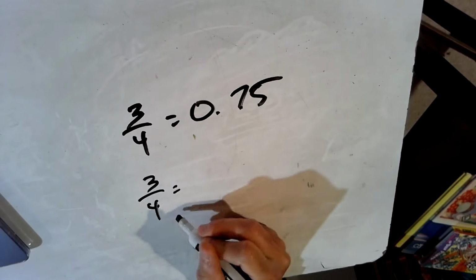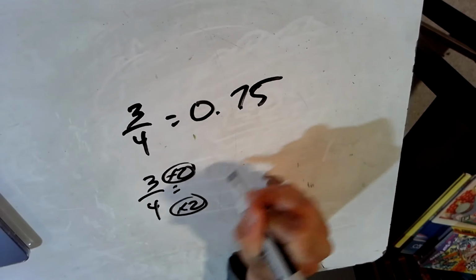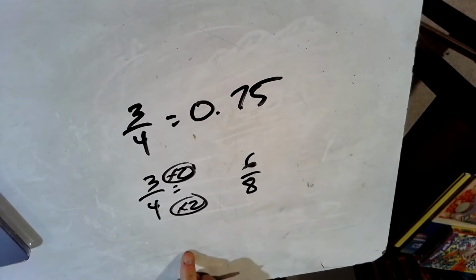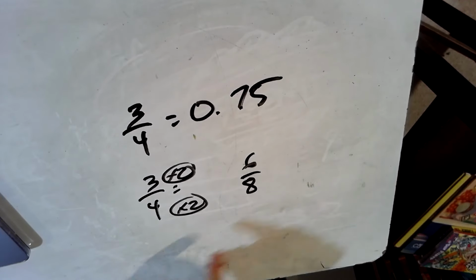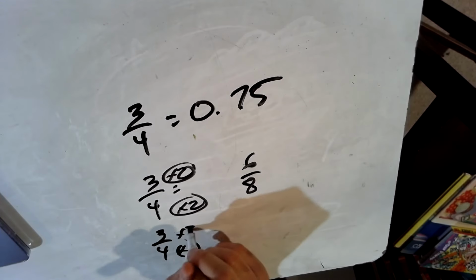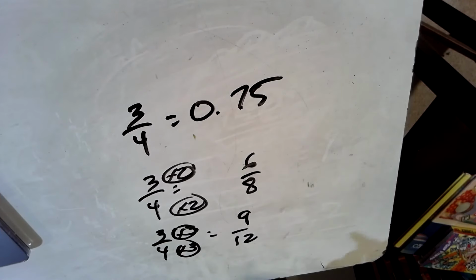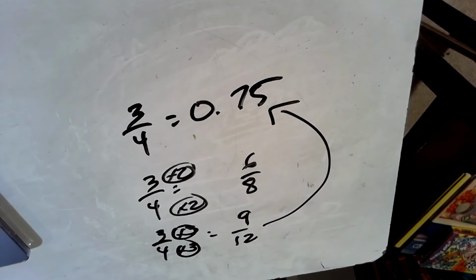If you multiply the numerator and denominator both by 2, you get 6/8. So 6/8 is also equal to 3/4, and 6/8 is then also equal to 75/100. If you multiply the numerator and denominator both by 3, then you get 9/12. So 9/12 is equivalent to 3/4. It's also equivalent to 6/8, and therefore equivalent to 75/100 as a decimal.